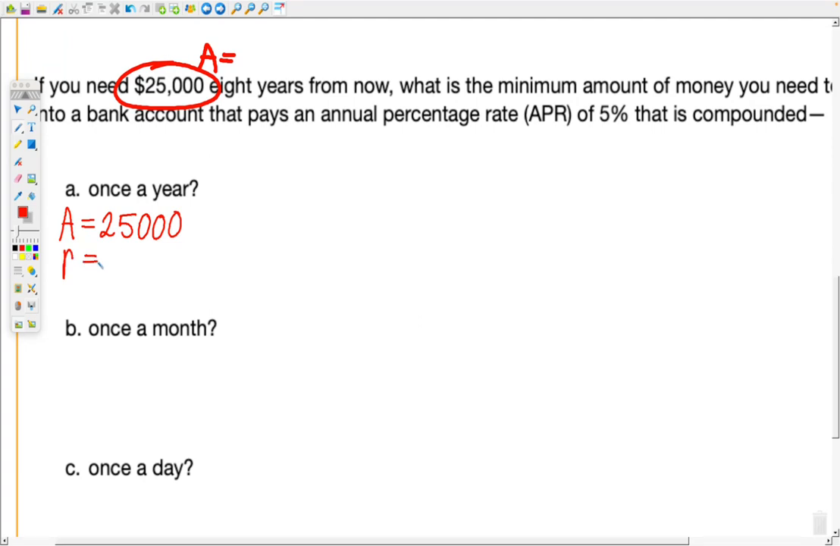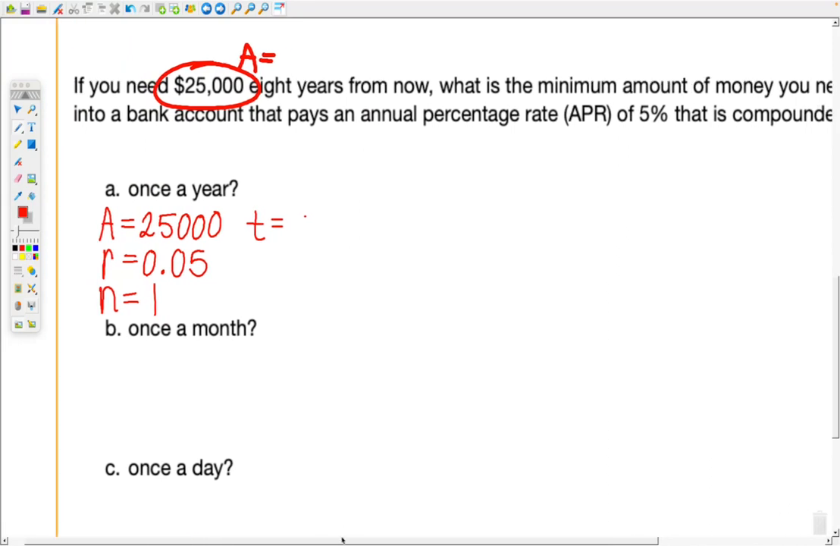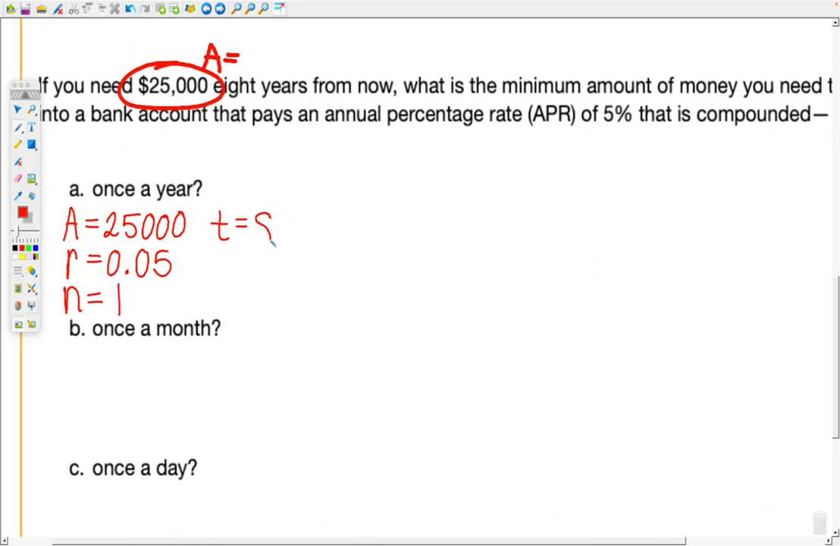What is the rate? How do you know the number is gonna be A or P? I'll tell you in just a second. What is the N? Just one. And what is the T? What did it say? It's 8. Yeah, I'm sorry, I didn't see that. So I'm gonna put my numbers in place.